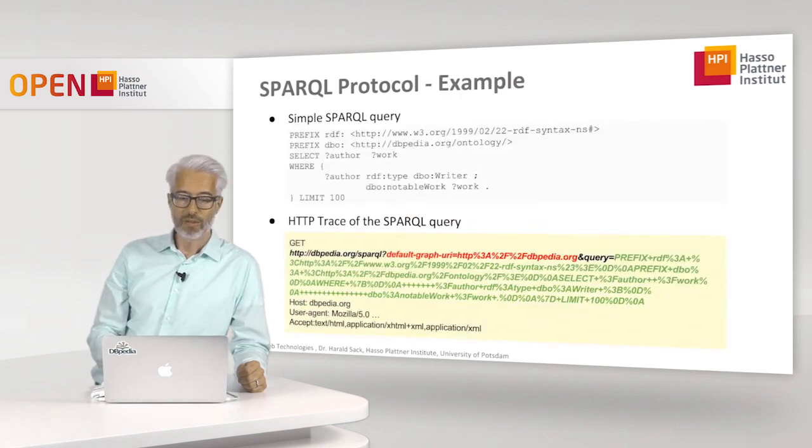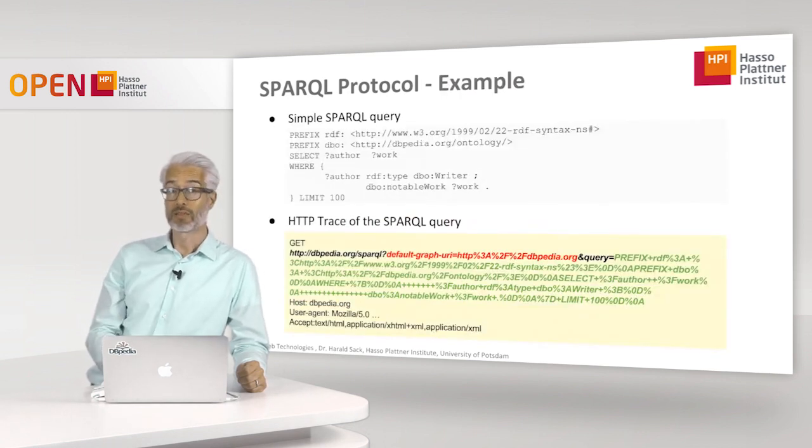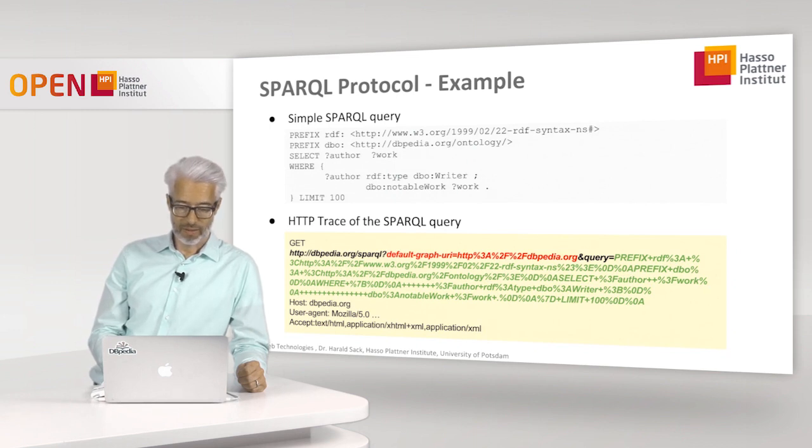So let's have a look at the SPARQL query in the HTTP trace. First you see here in the gray box the SPARQL query that we want to process.